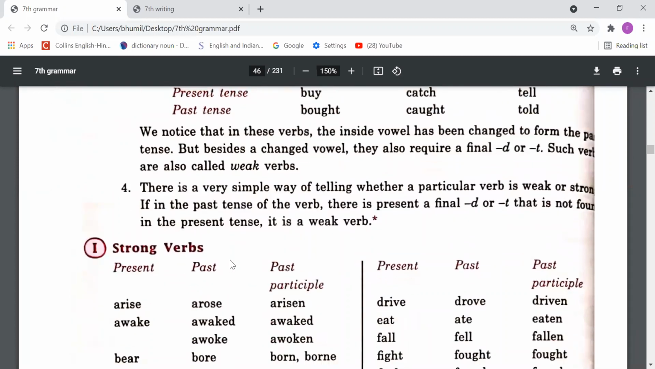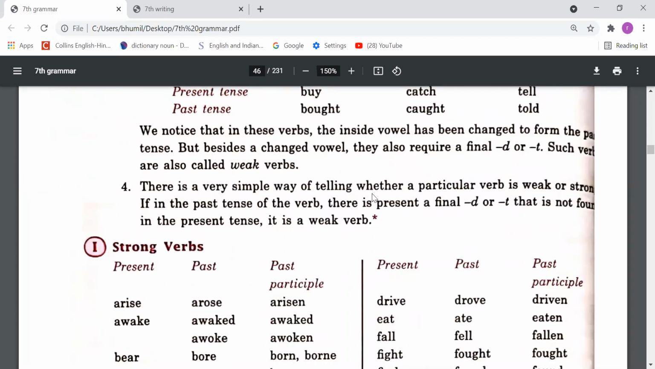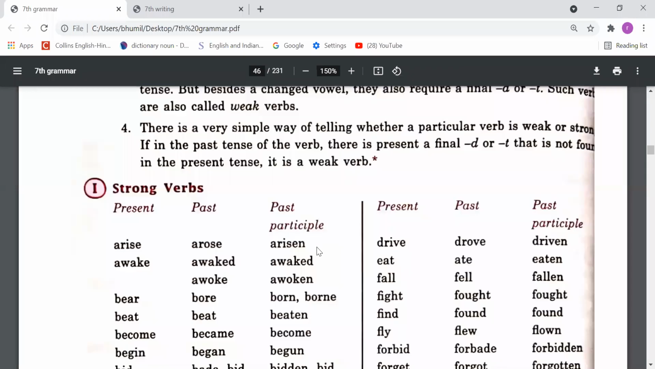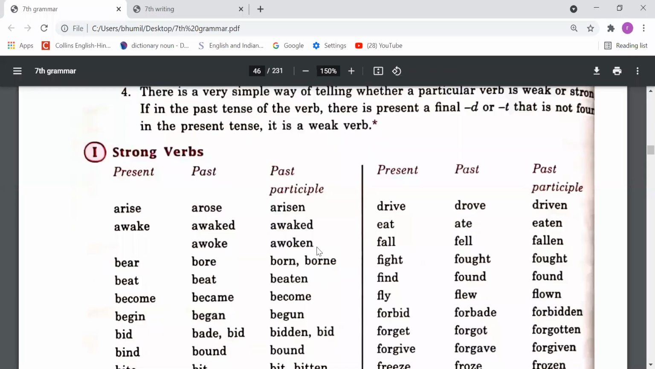Same thing I have told you. There is a very simple way of telling whether a particular verb is weak or strong. If in the past tense of the verb there is a final d or t that is not in the present tense, it is a weak verb. Simple formula: when we have to add d or t or ed to make the second and third form, those verbs are called weak verbs, and the rest of the verbs are called strong verbs. So dear students, these verbs you have to learn.